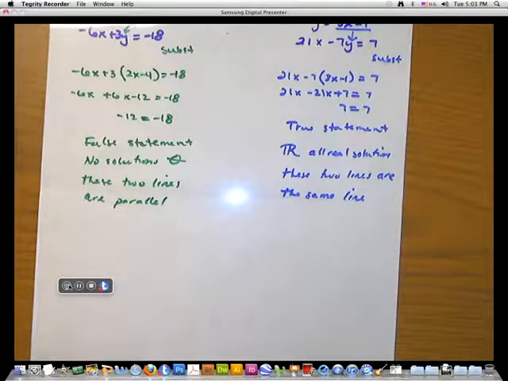So again, when we're doing substitution, there are three possible solutions. You can get one coordinate point, you could get no solution because they're parallel lines, or you can get all real solutions because they happen to be the same line. So that's substitution, the first method of solving systems algebraically.